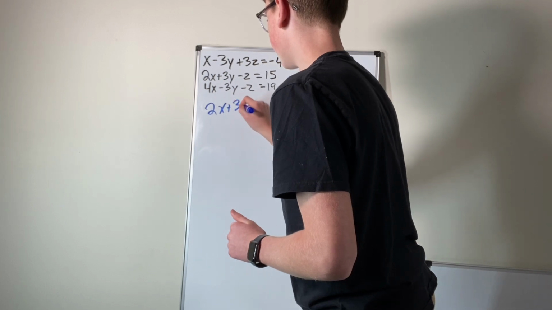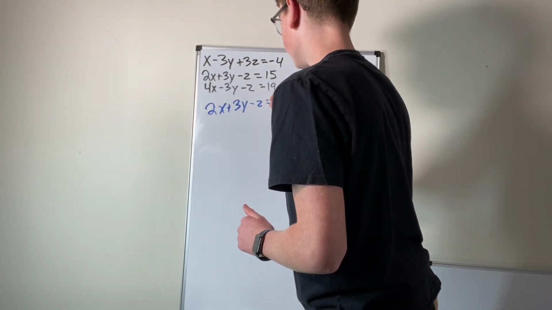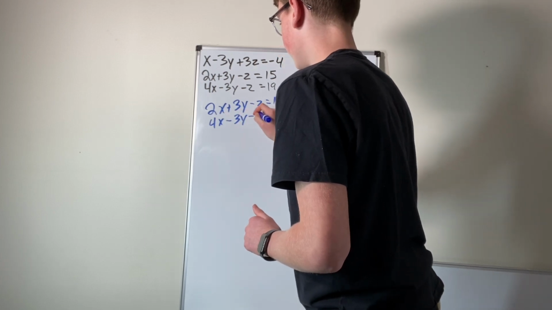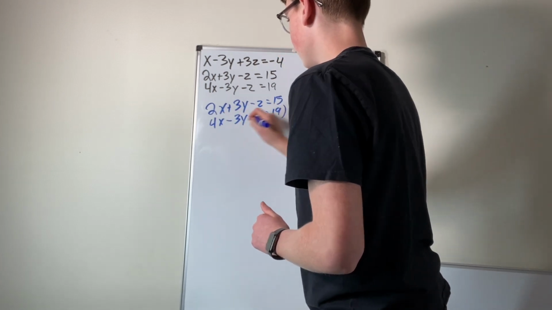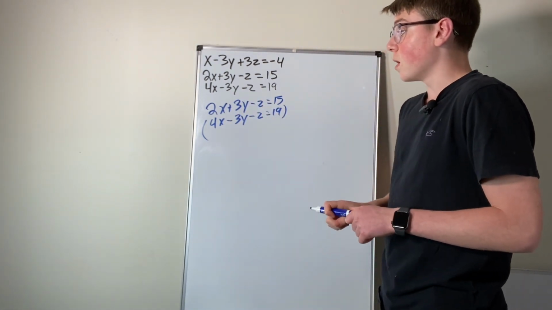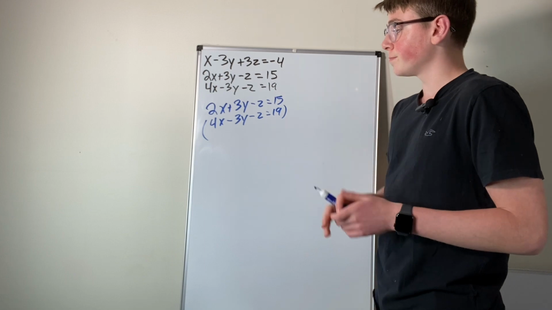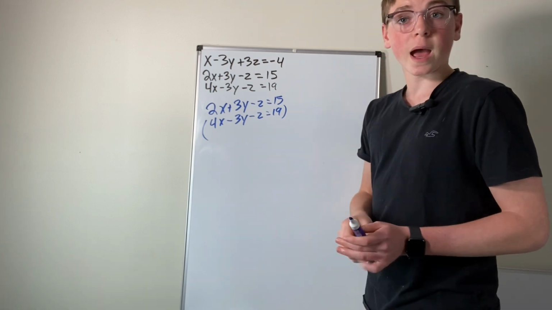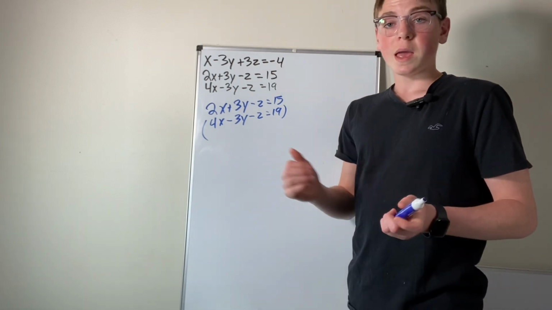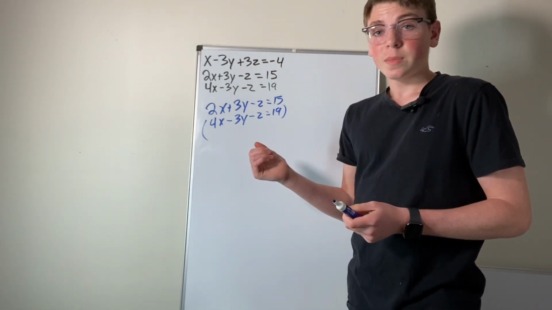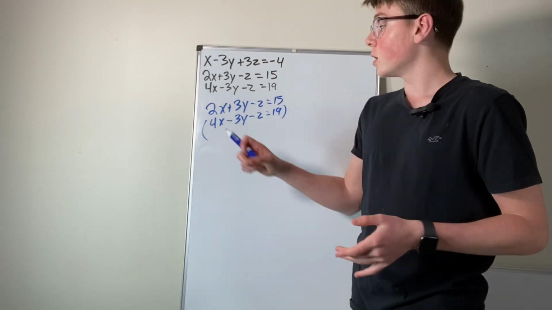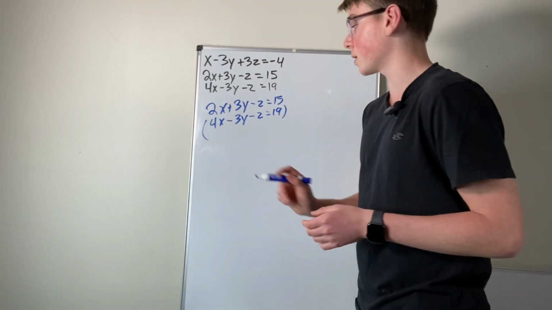2x plus 3y minus z equals 15. And then 4x minus 3y minus z equals 19. So we're going to get rid of these z's. We could get rid of the 3y or the z, but I'm going to choose the z's. So this is a negative z and a negative z. Well, if we added these, it would be a minus 2z, which that's not getting rid of. So we have to subtract these equations from each other.